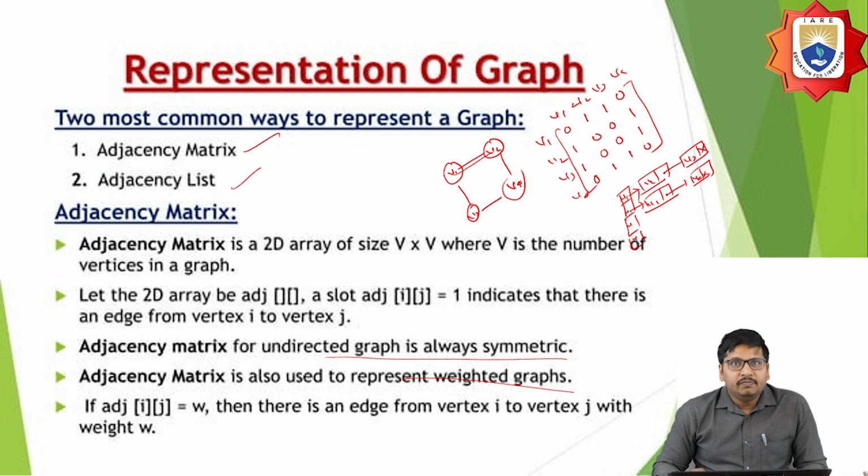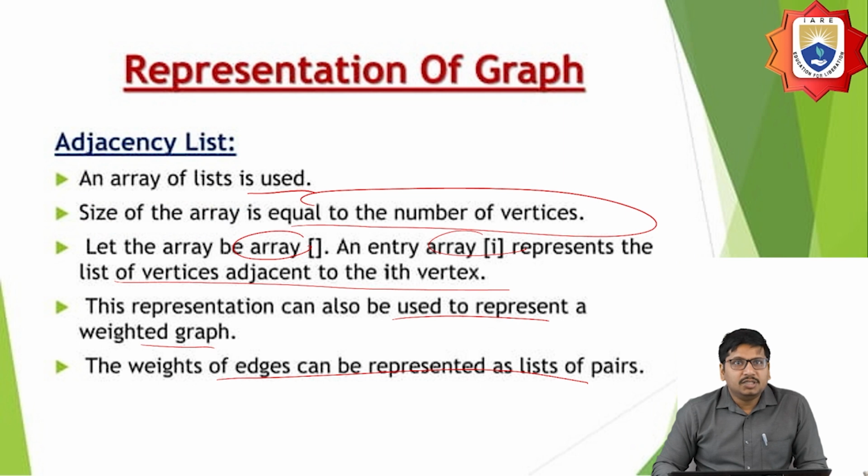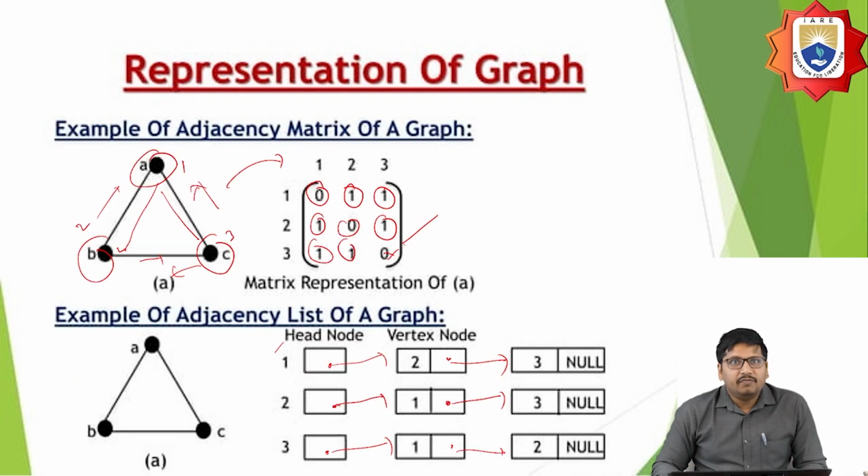And representation of the graph. These are two ways of representing the graph. First one is the adjacency matrix and the other is the adjacency list. So the adjacency matrix is a 2D array, like a 2 by 2 or 3 by 3 matrix form. Mainly this adjacency matrix is used for representing undirected graphs, and it can also be used to represent weighted graphs as well. And the adjacency list is a single dimensional array. Mainly this one is used to represent the weighted graph. And this is the way of representing the adjacency matrix and adjacency list representation of the graph.